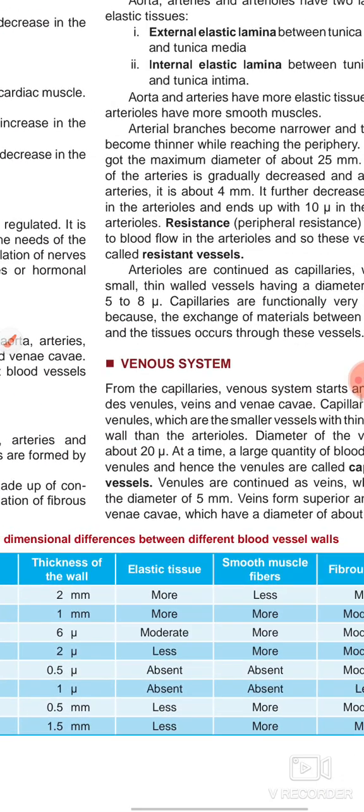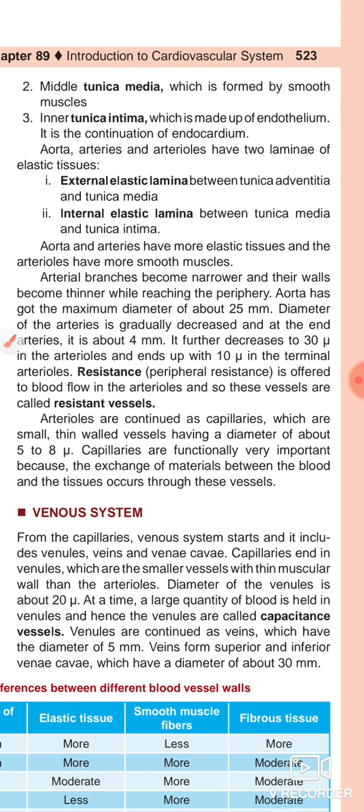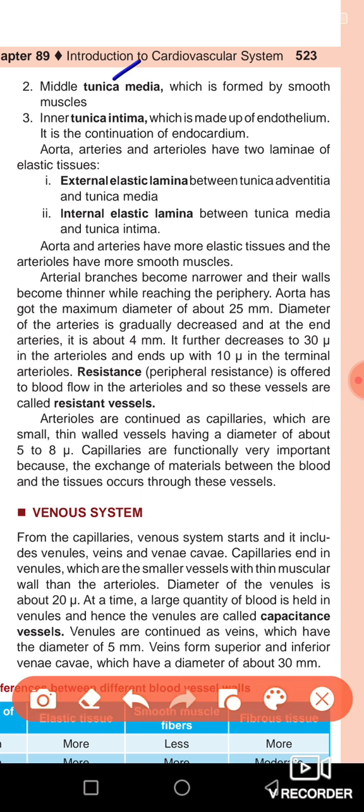Now we discuss the second layer, and the second layer is always muscular in nature, so it is called the tunica media. Always M for media, M for muscles, so it forms your smooth muscles. Then always the inner layer is the tunica intima. Intima means inner, so it is made up of your endothelial cells.